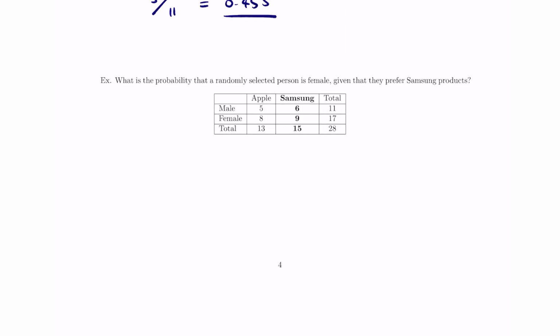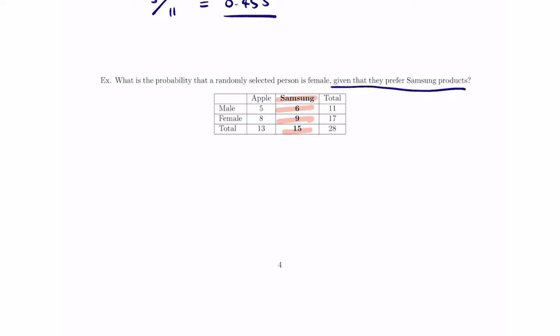Let's look at our second example now. What's the probability that a randomly selected person is female given that they prefer Samsung products? First, let's look for that conditional keyword. It's given in this case. So given that they prefer Samsung products means that we're conditioning based on the Samsung column. That's this column up here, so maybe I'll highlight it like this.